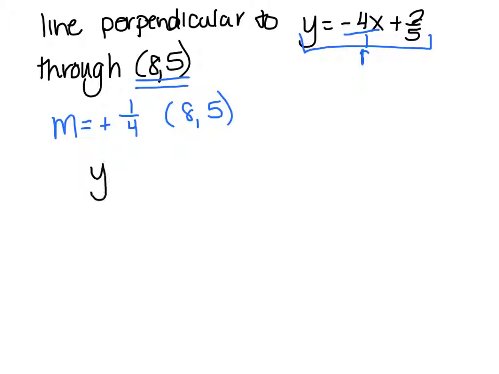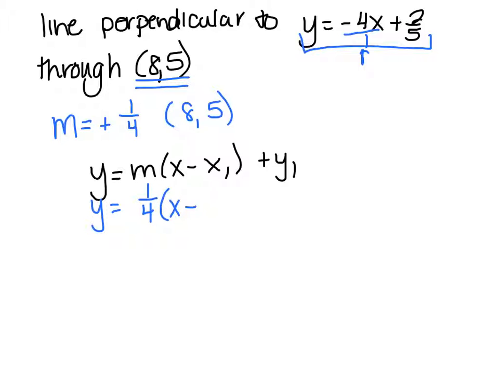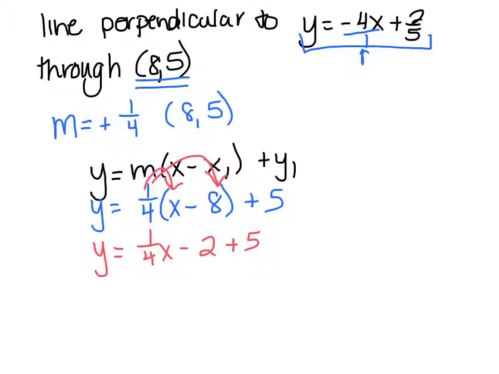Let's go back to our equation. y equals m times x minus x1 plus y1. Let's go ahead and plug in. My slope is 1/4, x minus 8 plus 5. We distribute, y equals 1/4 x. 1/4 times negative 8 is negative 2, plus 5. So my final answer here is going to be y equals 1/4 x plus 3.